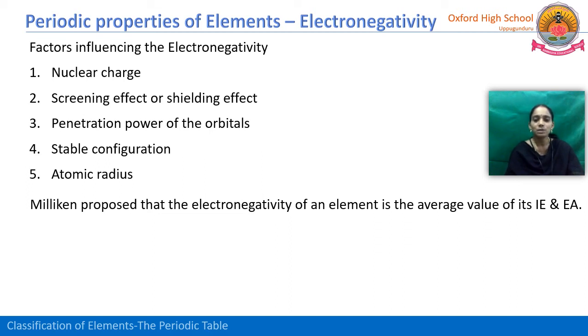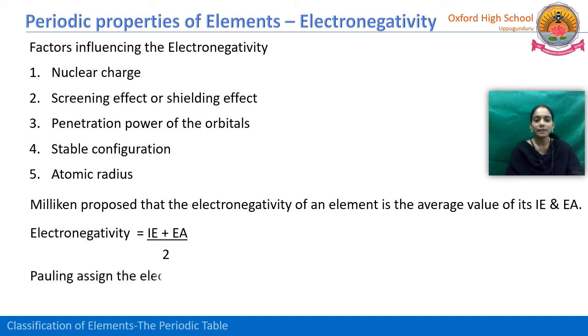Here we need to discuss two scientists. We need to remember these two names, Millikan and Pauling. Millikan proposed that the electronegativity of an element is the average value of its ionization energy and electron affinity. In our previous class, we studied the ionization energy values and electron affinity values. Here the electronegativity is the average value of ionization energy and electron affinity.